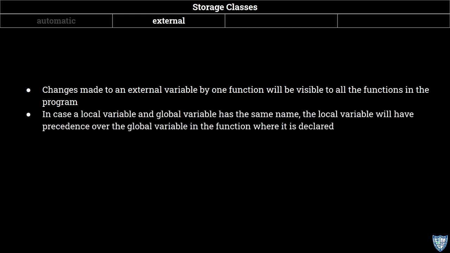Suppose there are two variables, a local variable and a global variable, and both of them have the same name. Then the local variable will have precedence over the global variable in the function where it is declared. So if there is a conflict between a local and a global, then the local will be preferred over the global.